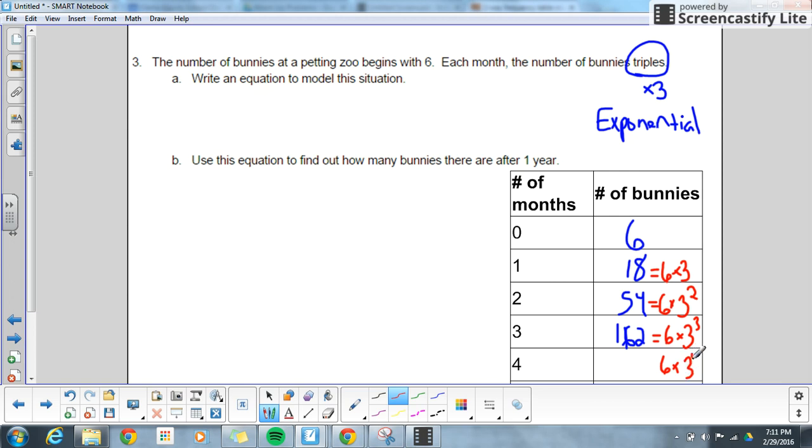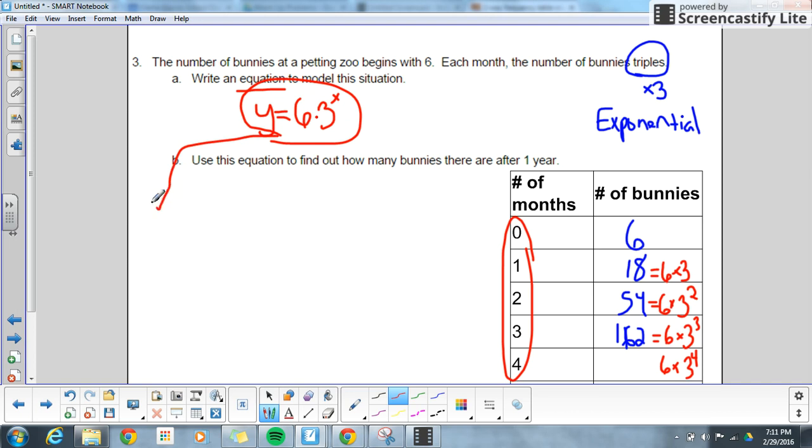Now, if you notice, the exponent in every case comes from this x column. All right, so let's see if we can write our equation up here. So an equation to model the situation is going to be y equals, we always have our 6, times 3, which is our multiplier, to the x, or to the number of weeks. Now let's see if we can generalize this. All right, so I need a little more room. I'm going to come down here. So y is equal to a times b to the x.